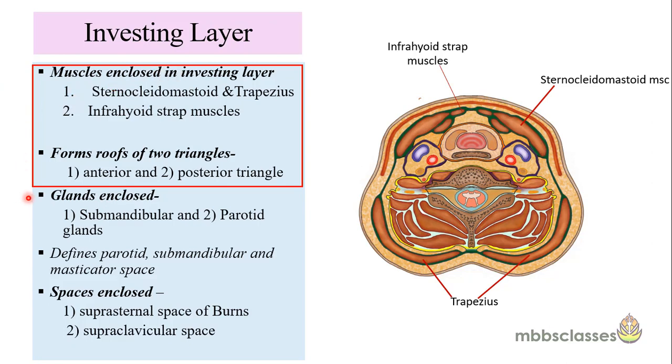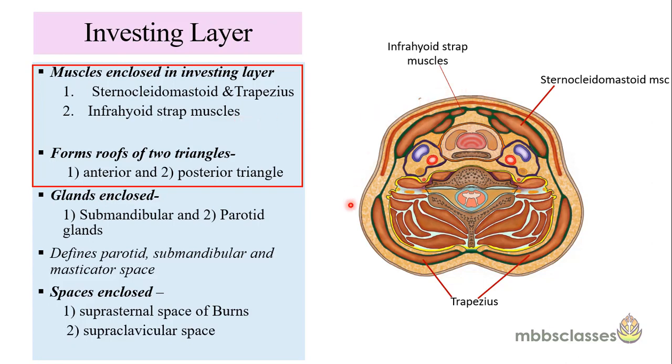So when we're talking about the investing layer, it invests the muscles of the neck, muscles of mastication, it invests the glands, and it helps in the formation of the spaces of the neck. Now we'll come one by one. The muscles which are enclosed in the investing layer are the sternocleidomastoid, the trapezius and the infrahyoid muscles. The infrahyoid muscles are the sternohyoid, sternothyroid, omohyoid and thyrohyoid muscles.